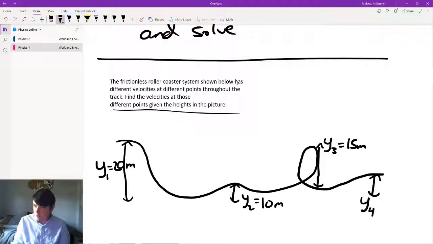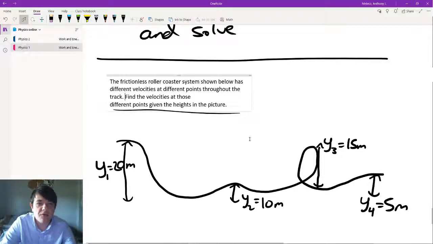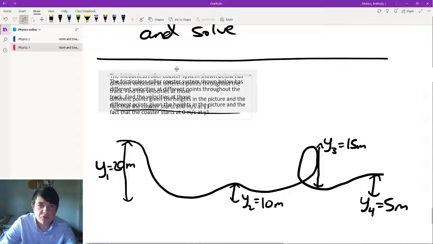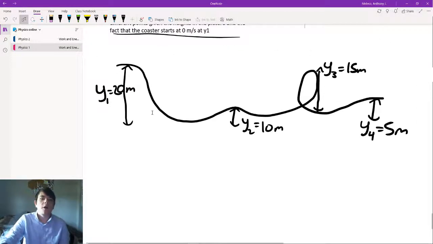Normally with these types of problems, you'll be given the picture. The picture in this case looks like this, where y1, the first height, is 20 meters high, y2 is 10 meters high, y3 is 15 meters high, and y4 is 5 meters. Find the velocities at different points given the heights in the picture and the fact that the coaster starts at 0 meters per second at y1. So it actually isn't moving initially. It just drops and then it starts moving. It's a non-powered coaster. I could do a powered problem and say it's moving at this rate at the beginning, but I'm not going to.